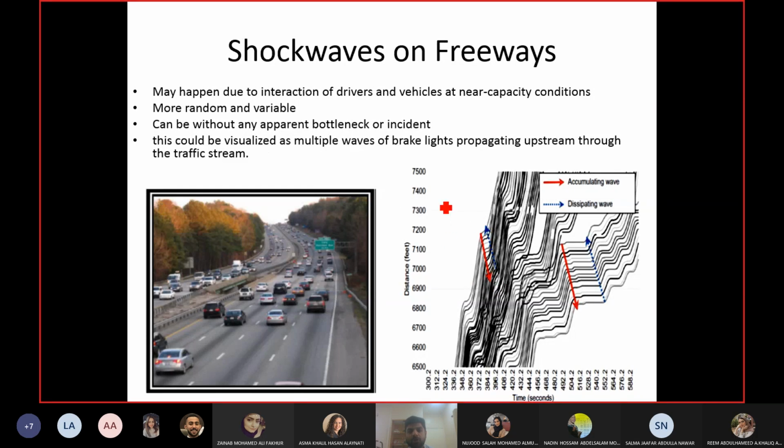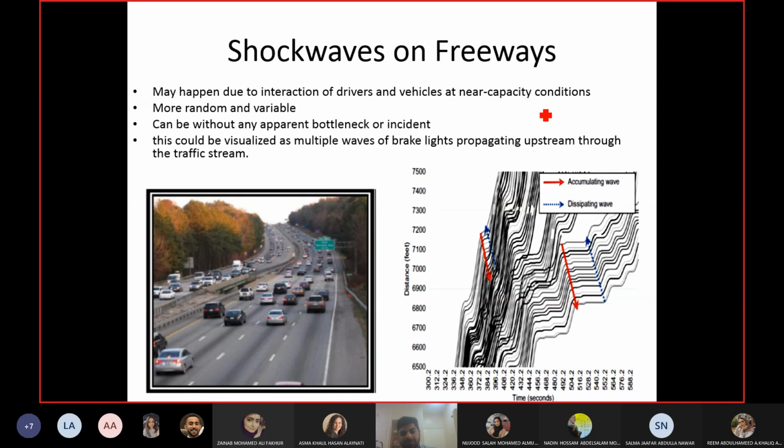Okay, on a freeway, shock waves happen because of the interaction of drivers. Drivers interact in different manner, especially when the highway is at near capacity conditions. So you are very close to reaching the capacity of the highway. So there are many vehicles around you. There are not many gaps. You are still moving, but there are not many gaps. In that condition, some of the drivers will do something that will cause a shock wave. For example, a driver suddenly wakes up and he thinks he is in the wrong lane. So he will try to get back to his lane or try to get to the right lane, and that can cause a shock wave.